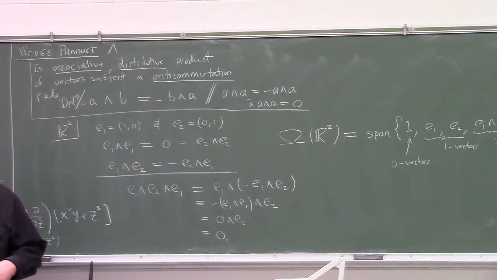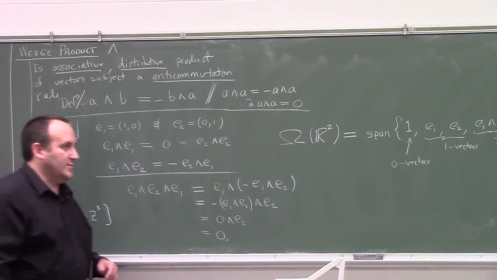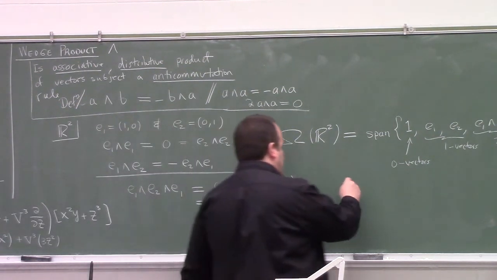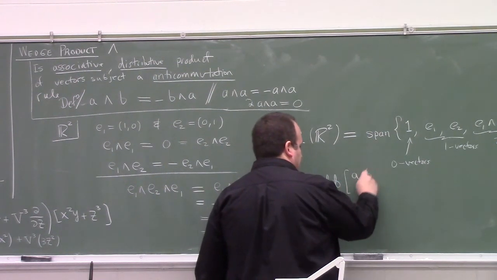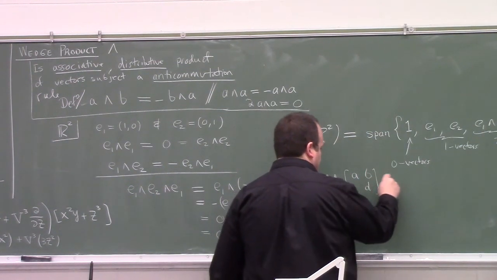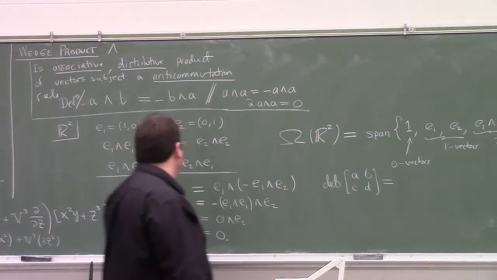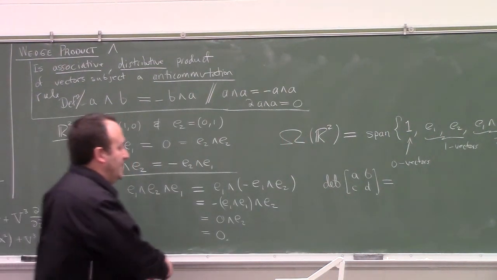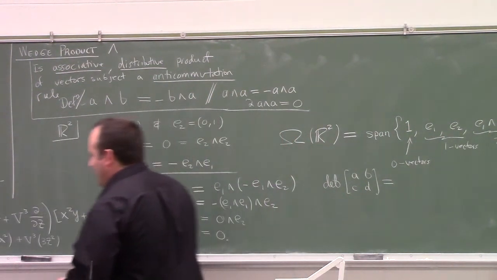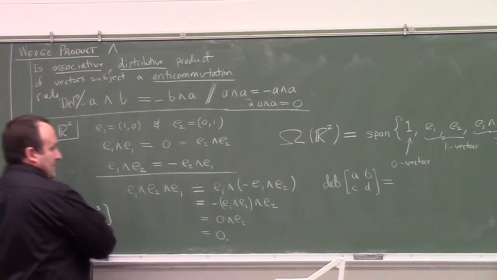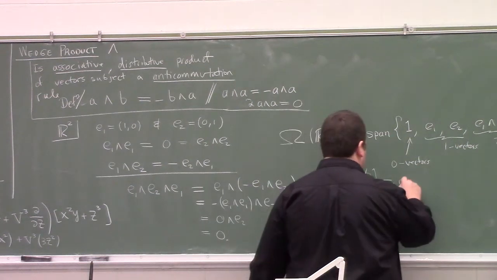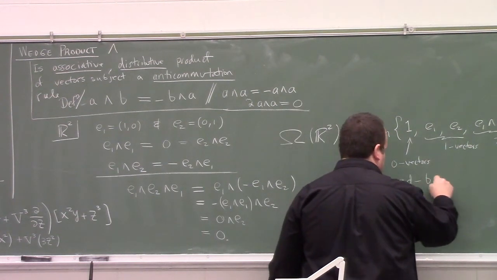Let me show you what this has to do with determinants. Let's look at what it has to do with determinants. What's the determinant? You guys remind me, what's the determinant of A, B, C, D? Oh, you're thinking of the inverse. Oh, no, it's AD minus BC. AD minus BC. Now, what does that have to do with the wedge product?